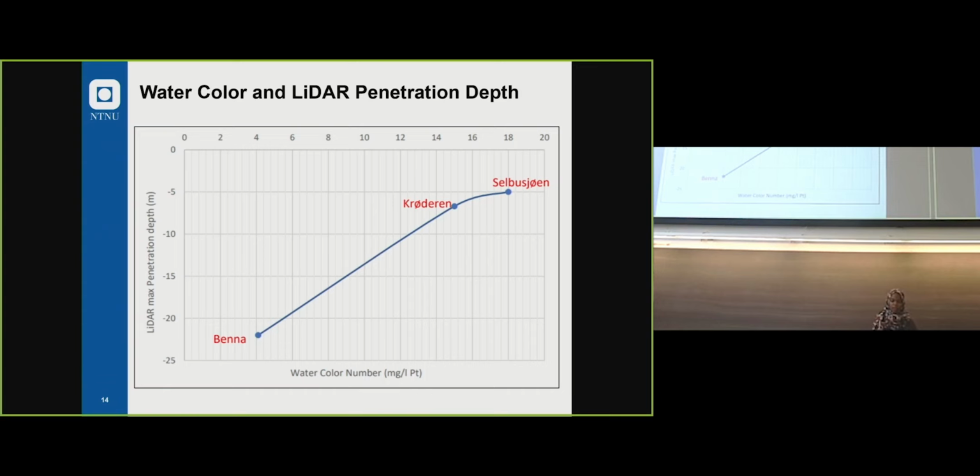So we see that as the watercolor increases, the penetration depth starts to decrease. As the watercolor is getting darker, for example, the penetration depth decreases. That is because we are talking about laser and light, and the reflectance of the bottom and the photon energy going back again to the aircraft.